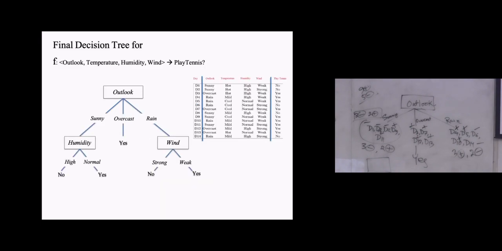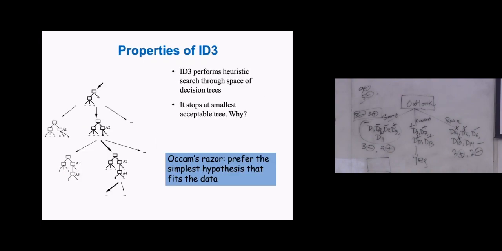So if you do that, this is your final tree, which we have already shown in the beginning. Right? Now let's talk about some of the properties of this algorithm that we just learned. This is a greedy algorithm, I already told you, right? We are choosing one attribute at a time.